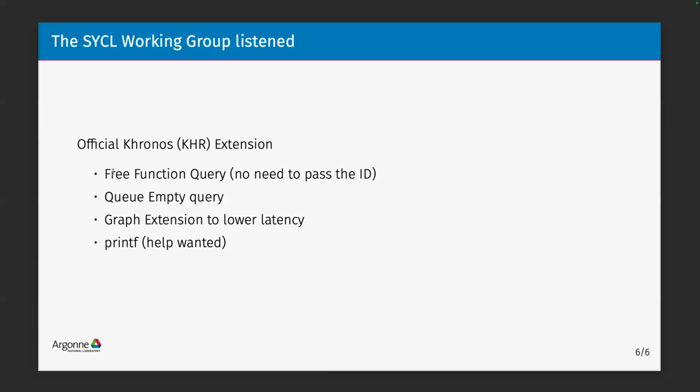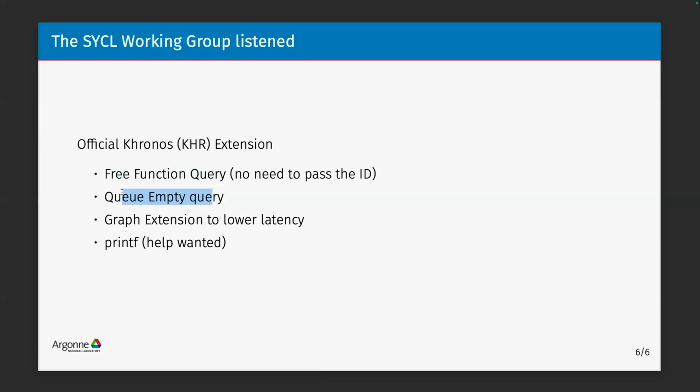One is this free function query, so it allows you to just do get item or get work item or stuff like that. You don't need to pass the ID, and this is what Cyclomatic is using. It really is for porting from CUDA. Personally, I'm not a big fan of this free function query. I find it not pleasing intellectually, but we understand totally that it makes sense when you port your code and it's far more convenient. So we put it in the spec.